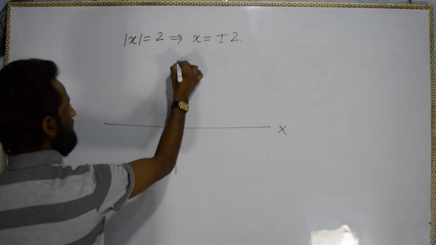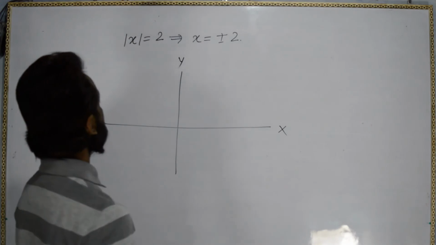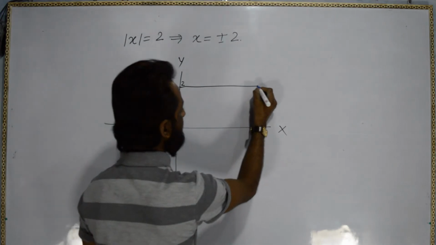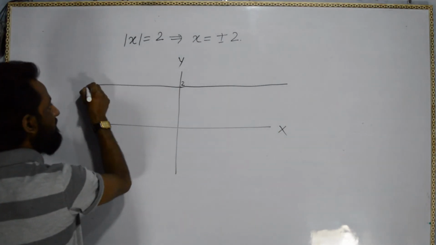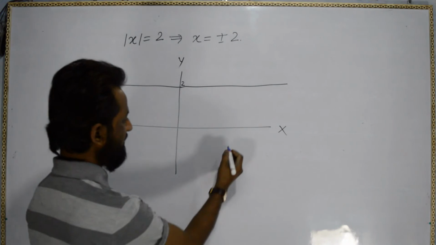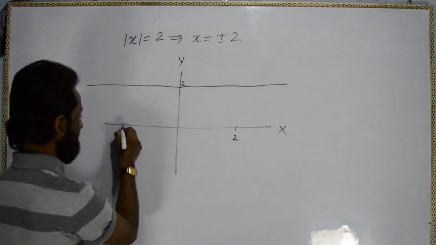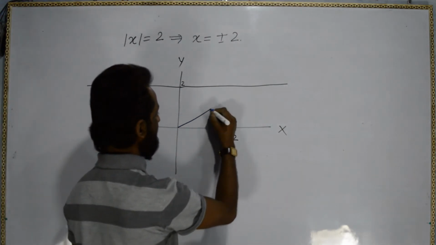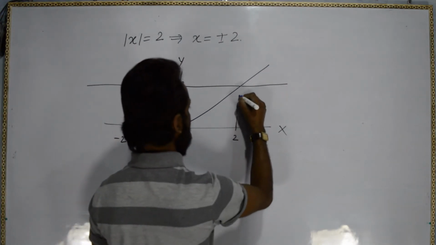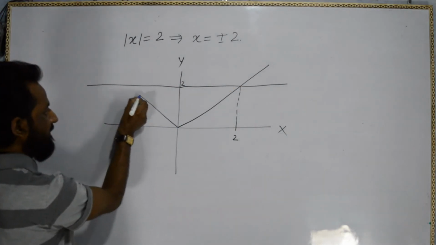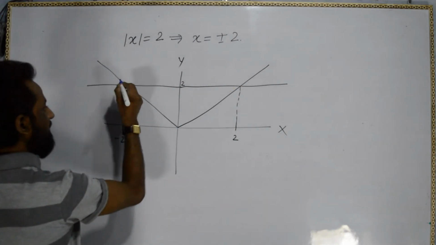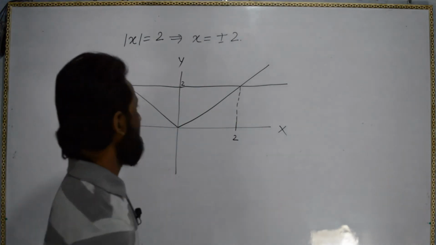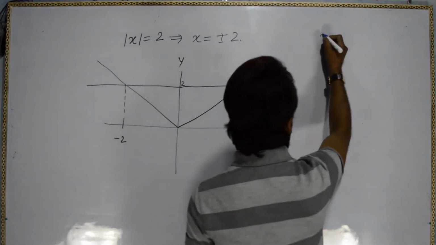So this is x values, these are y values. For mod x equal to 2, this here will be 2. So we are getting x values plus 2 and minus 2. So plus 2 here, minus 2 here. So it will be like this. This is the graph of mod x equal to 2. Okay, there is not an issue, that is very easy.